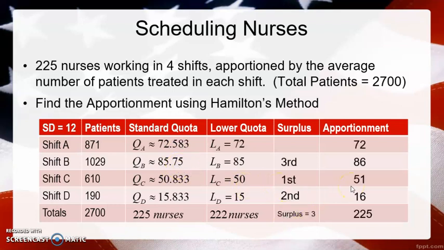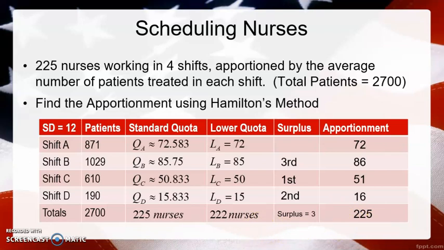And then the final apportionment is going to be: A keeps its 72, B gets its 85 plus 1 surplus for a total of 86. C gets 50 plus a surplus for 51, and D gets 15 plus a surplus for 16. And that gives us the total apportionment we were looking for of 225 nurses.